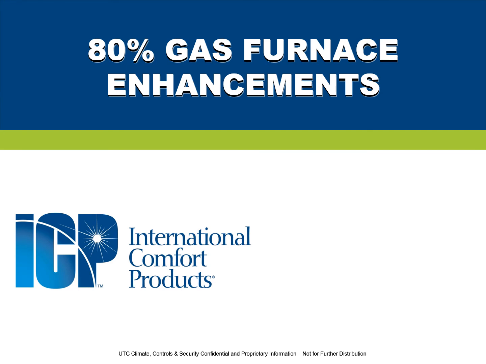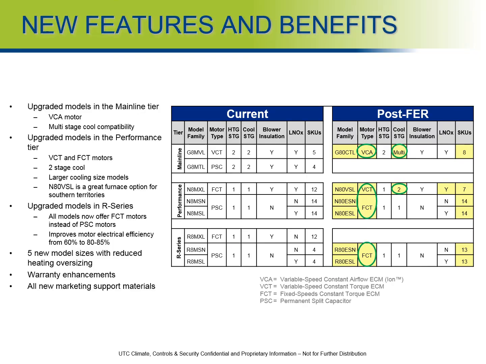All right, and then the next thing we're going to talk about is the enhancements to the 80% furnaces. So very similar to the 90% furnaces, you're going to see models with the variable constant airflow motor, multi-staging capability. We're also still going to have models available with the variable constant torque motor, and the standard 80% now contains a fixed constant torque motor, or standard ECM, if you will.